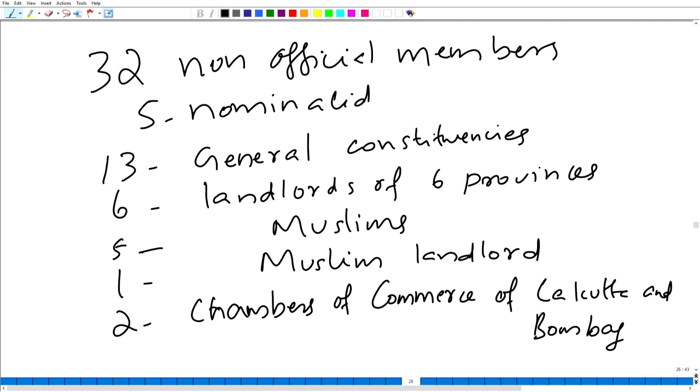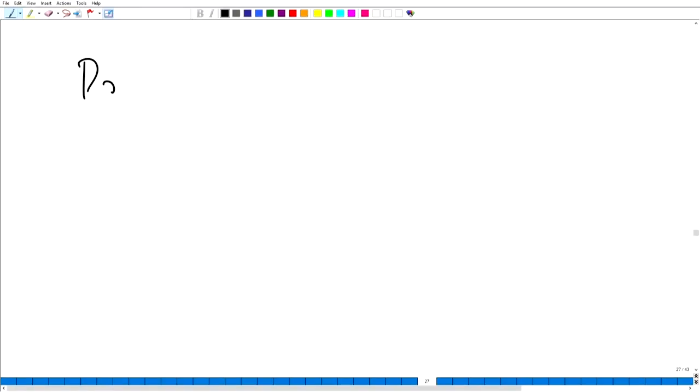13 from general constituencies, 6 from landlords of 6 provinces, 5 Muslims, 1 Muslim landlord, 2 chambers of commerce of Calcutta and Bombay. This was the division of the members in the Imperial Legislative Council. The number of members in provincial legislative councils also increased.